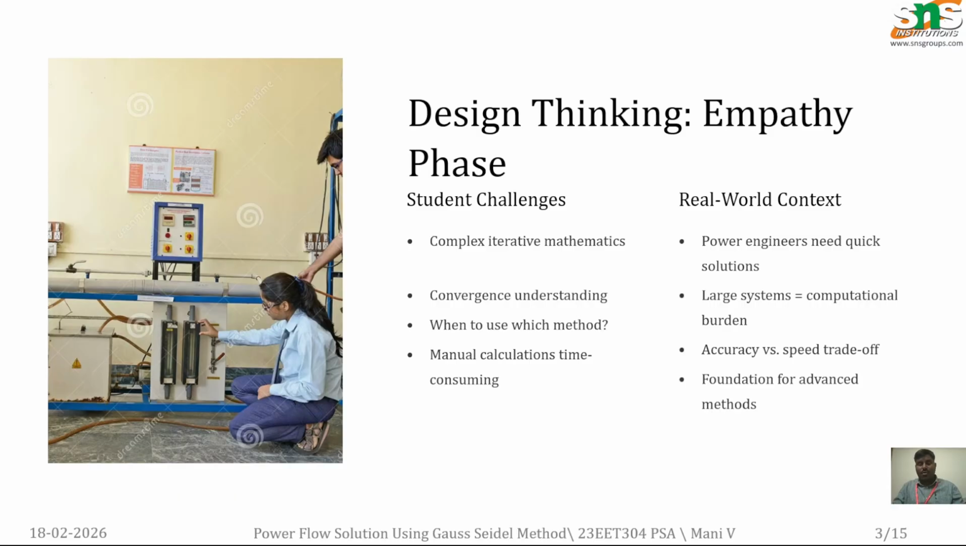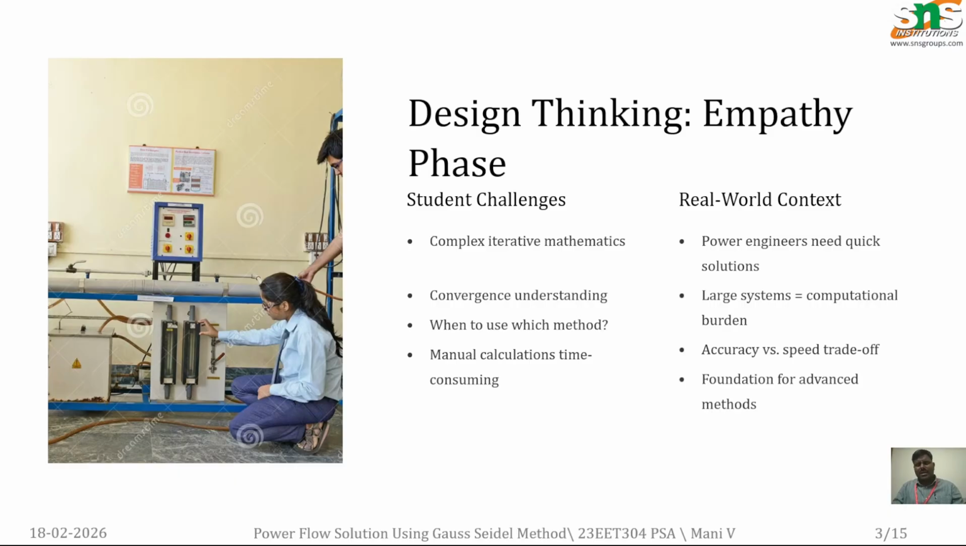Here it will be very complex and it goes through n number of iterative methods, using mathematical analysis and convergence. It can be understood when we have to use which method: when we have to use Gauss-Seidel and when we have to use the Newton-Raphson method, how many iterations have to be followed, when we get the actual result, whether we have to do the manual calculation, and how much time is required to compute the answer. So there are n number of challenges while thinking about the power flow solution using the Gauss-Seidel method.